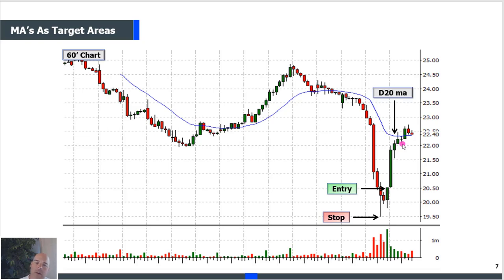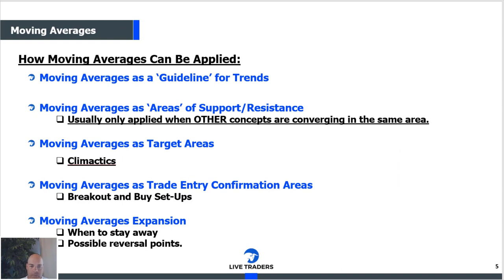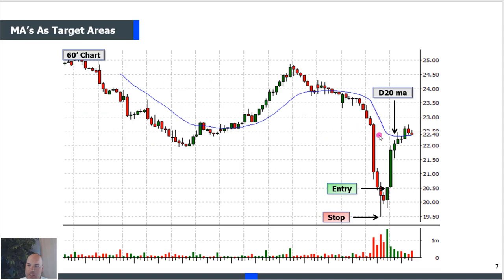Why? Because one of the other criteria of a climactic is what? The distance away from the moving average. Remember I just said a second ago, well, in fact, we'll go back to this slide real quick. Remember I just said moving average expansion, when to stay away, possible reversal points. What do we have right here? That's an expansion away from the moving average, right? It's a huge expansion away from the moving average, which is a possible reversal point. In this case, it's climactic, so it is a reversal point. But you can see the 50% retracement, that's target one, and then target two would be 100% retracement, all right?